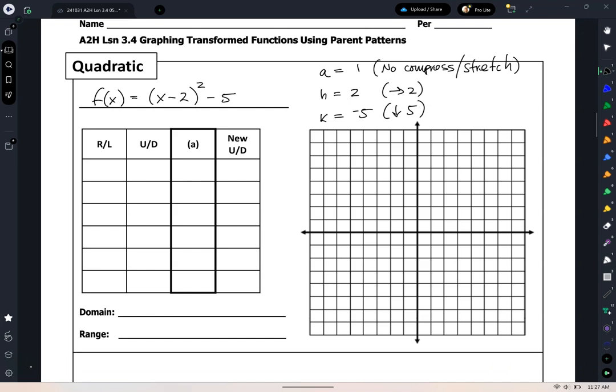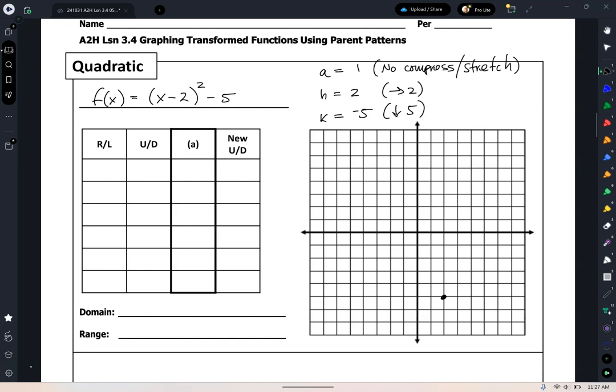So let's do our vertex right now. We can move our vertex from where it starts off at the origin. So we can go right 2, down 5. So we'll go right 1, 2, and down 1, 2, 3, 4, 5. And then we can account for our H's and K's in our graph.